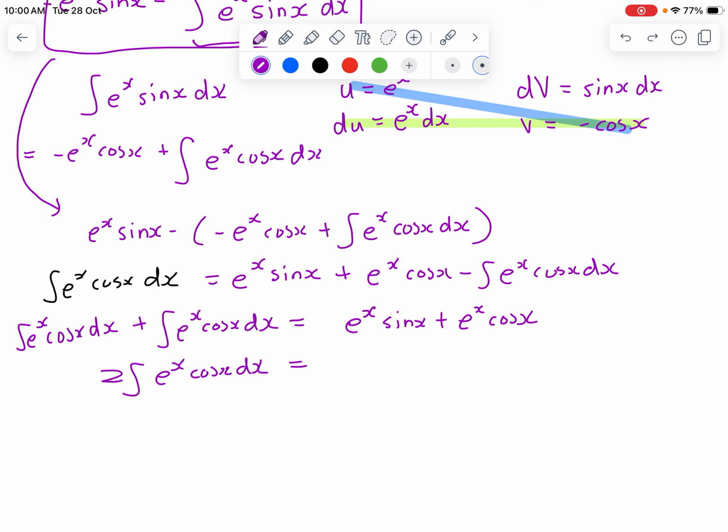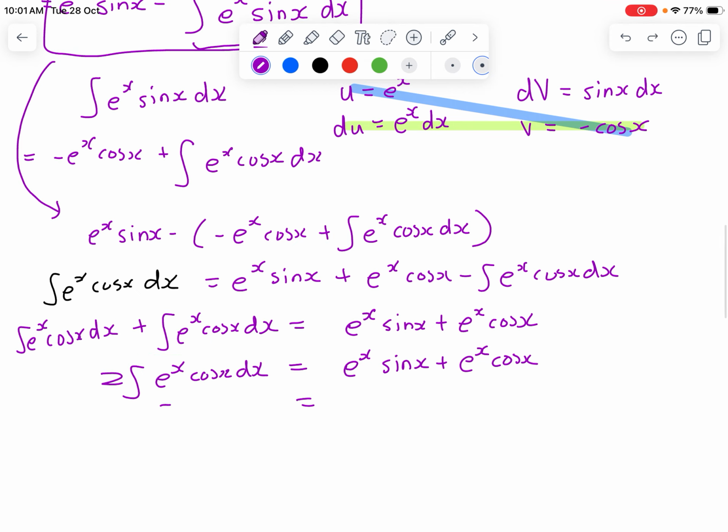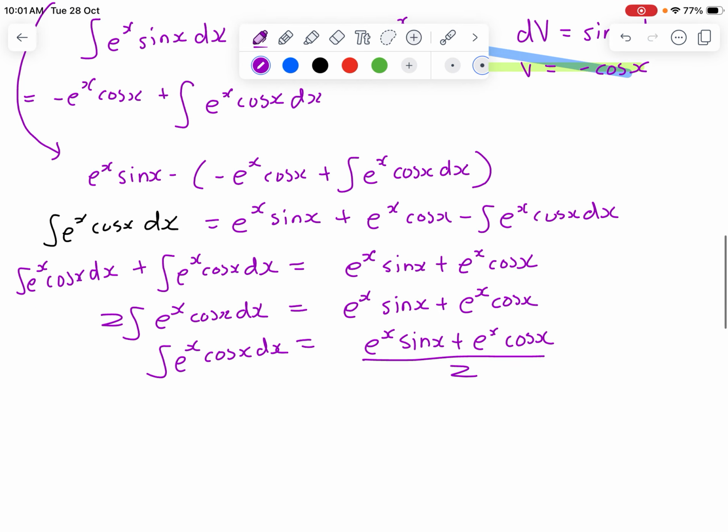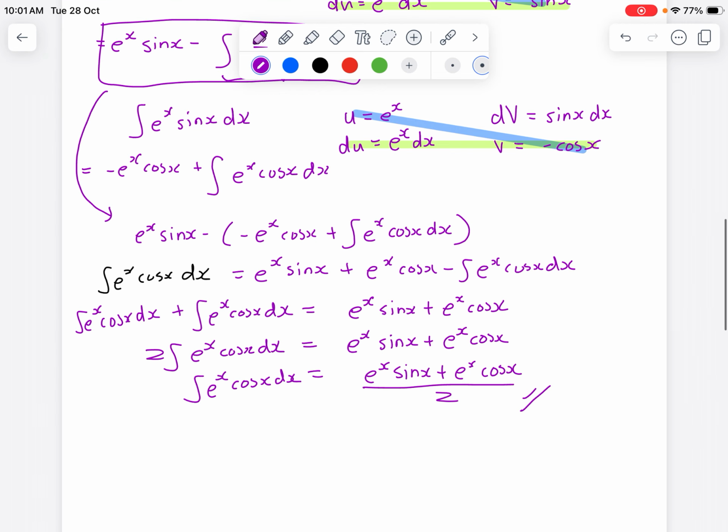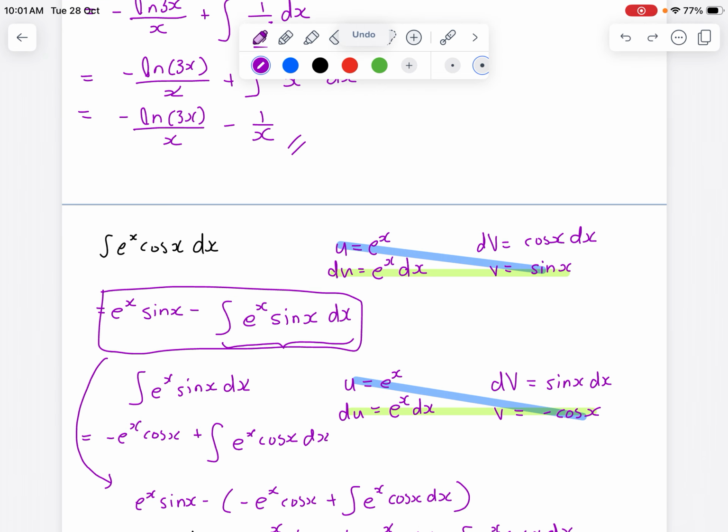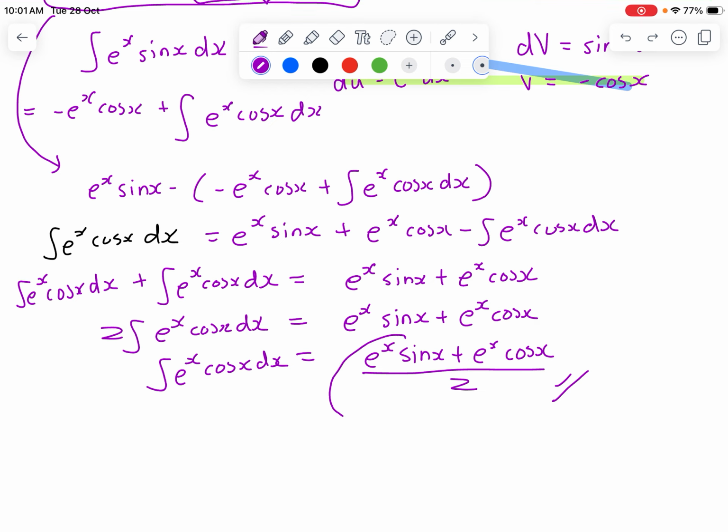So we have 2 times the integral of e to the x cosine x dx equal to, I'm just rewriting it, and what we want to do is isolate this integral here, because that is exactly what we're trying to solve. So to get this by itself, we divide both sides by 2. So we divide it by 2, and we have our answer. So the integral of e to the x cosine x dx is equal to e to the x sine x plus e to the x cosine x, divided by 2. And there you have it.